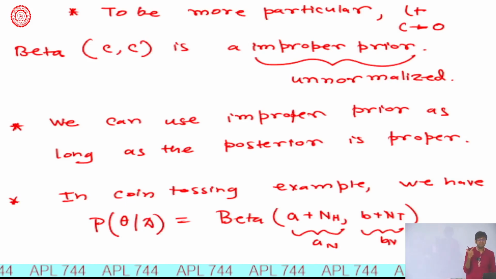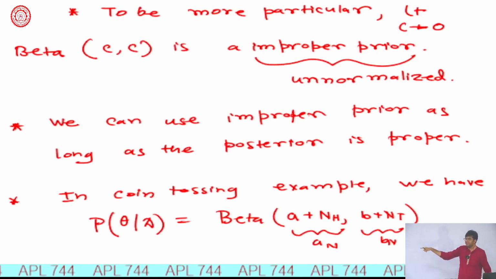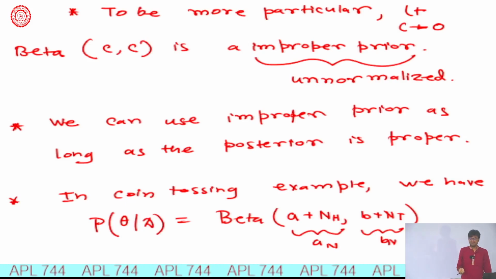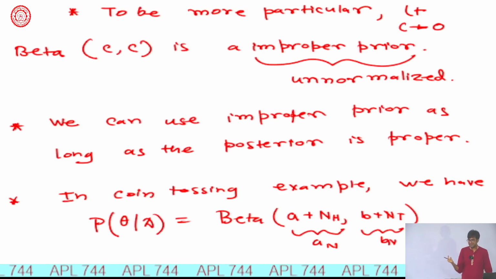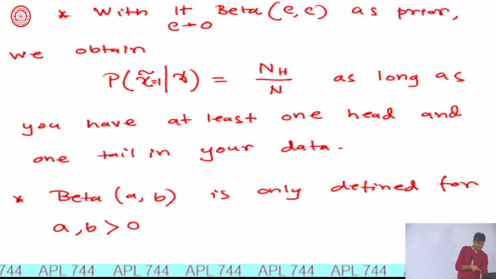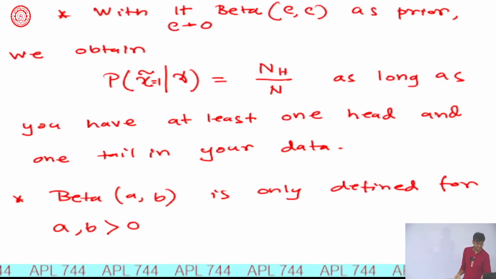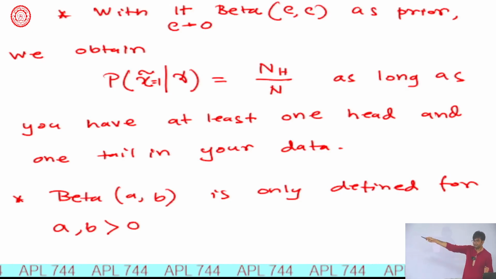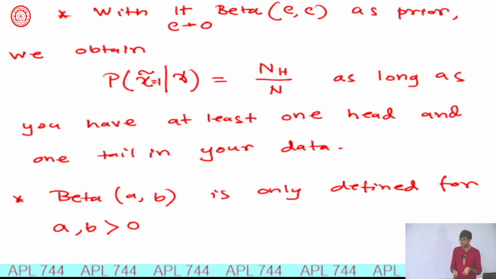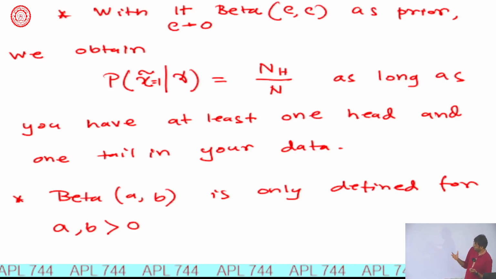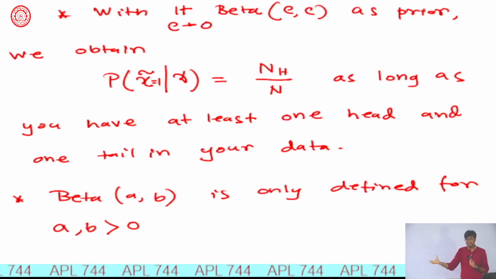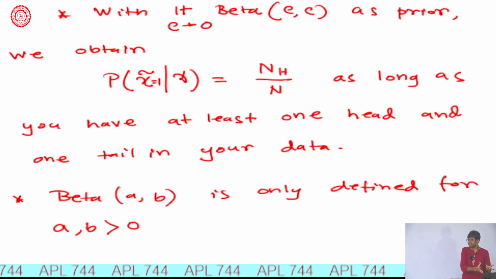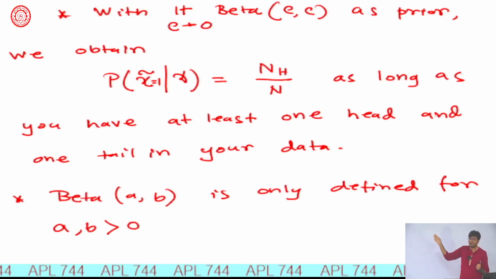Now, when will An and Bn be greater than 0, given that A and B are tending towards 0? When will that happen? Only when you have observed at least one head and one tail. That is the statement I made earlier, that this posterior predictive distribution will only give you a result when you have observed at least one head and one tail. Otherwise, your posterior itself is undefined, so you do not have a predictive distribution to start with. So, this result NH by N will not be valid.